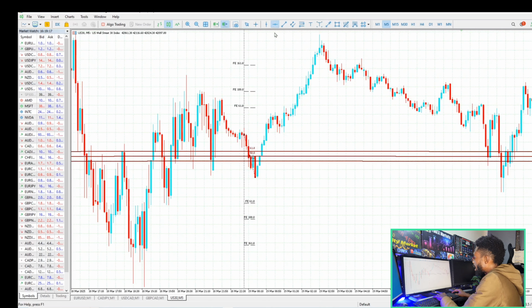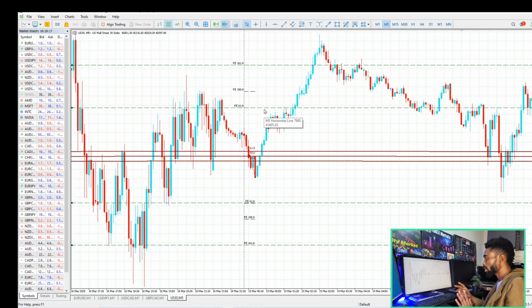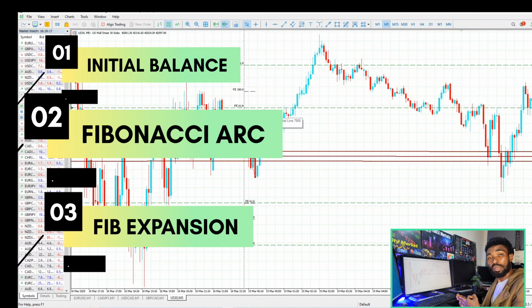Now, this line becomes our very important line. You see that we have the 161.8 level, so you can add one more line here to make it clearer to you. Now you draw your own horizontal lines, make it stronger. And then we have the 61.8 level. We have another 61.8 level. These levels are all what you're going to look at as a trader. So now you see, we've combined initial balance, Fibonacci arc, and Fibonacci expansion tools.